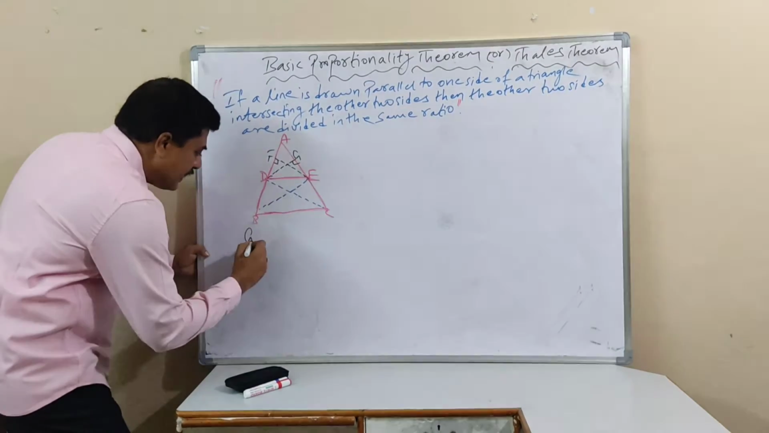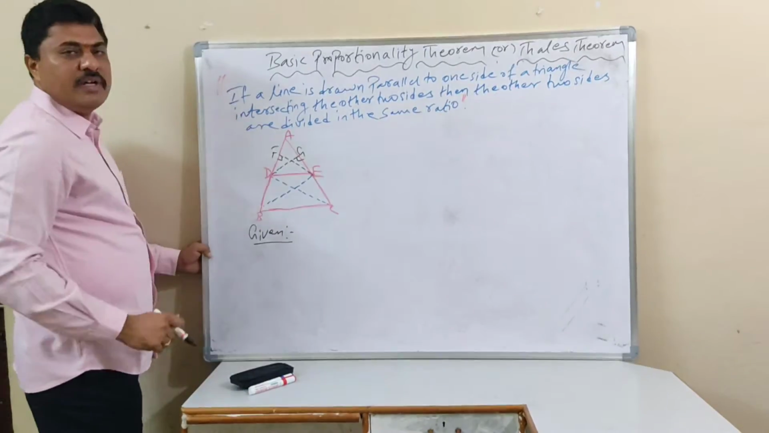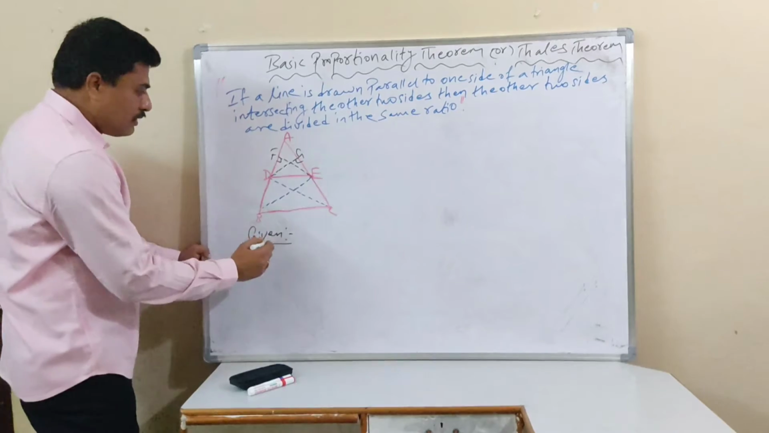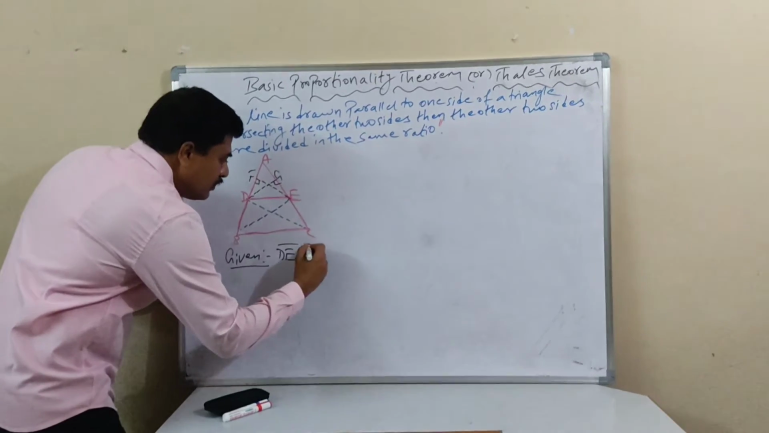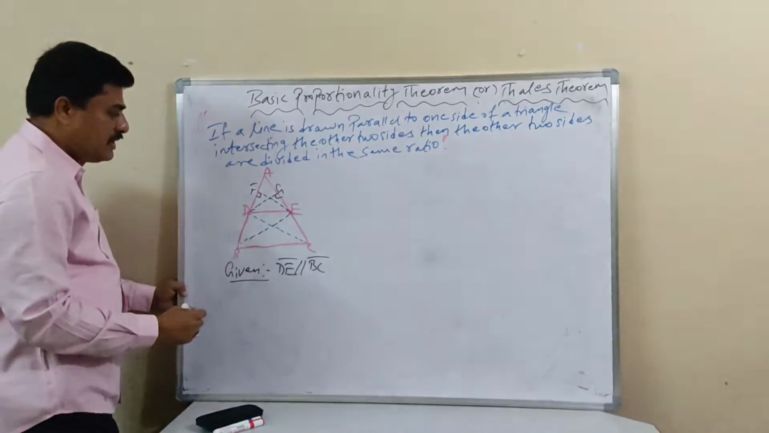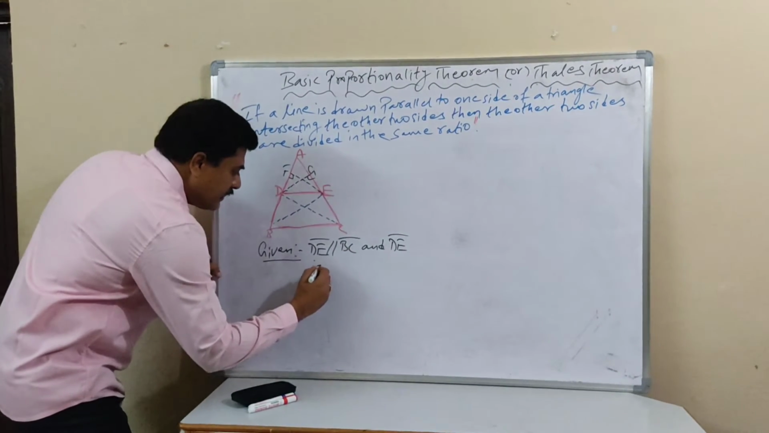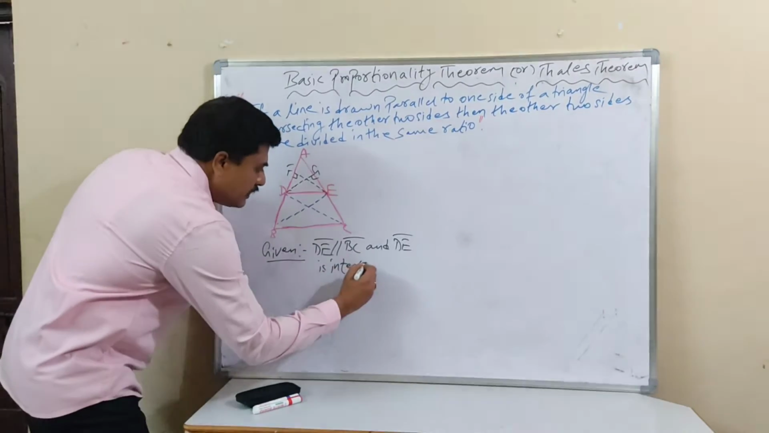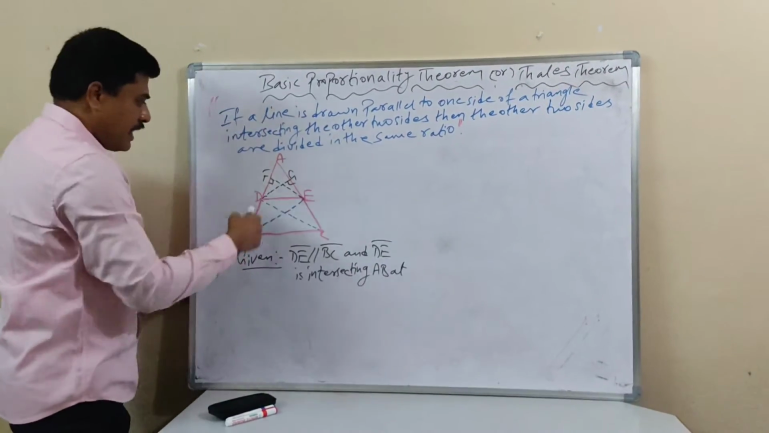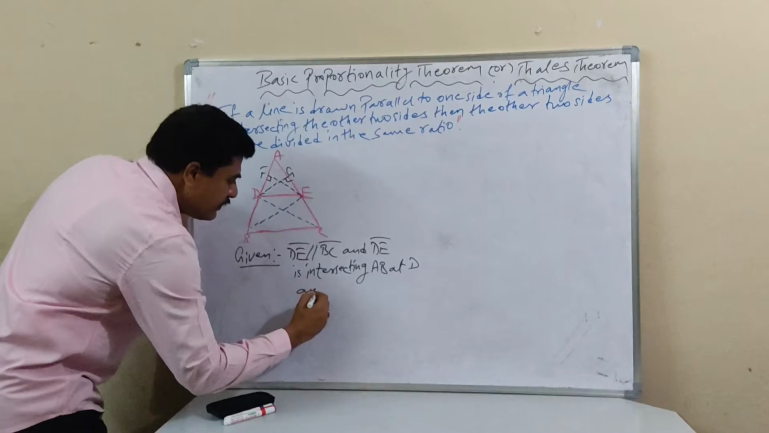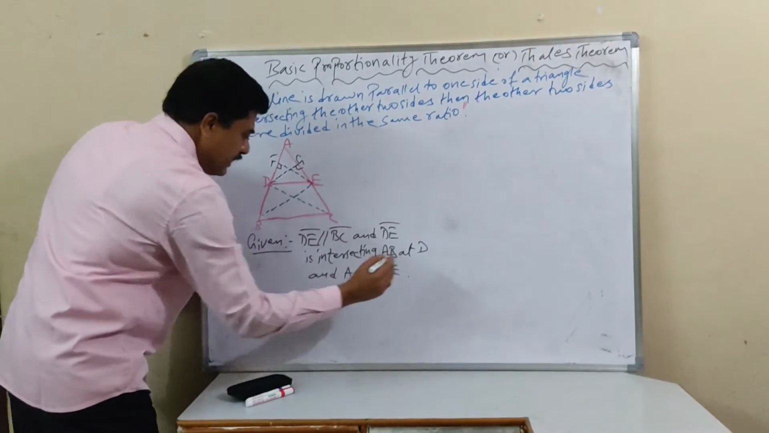So first, the given condition. What is given? We have to write the statement, students. Then you have to draw the figure, and from the figure I am proving now. So what is given? Here DE is parallel to BC, and DE is intersecting AB at D and AC at E. This is the given condition.